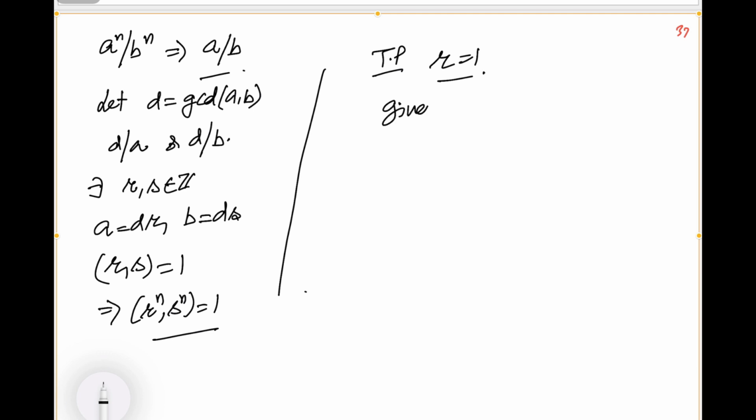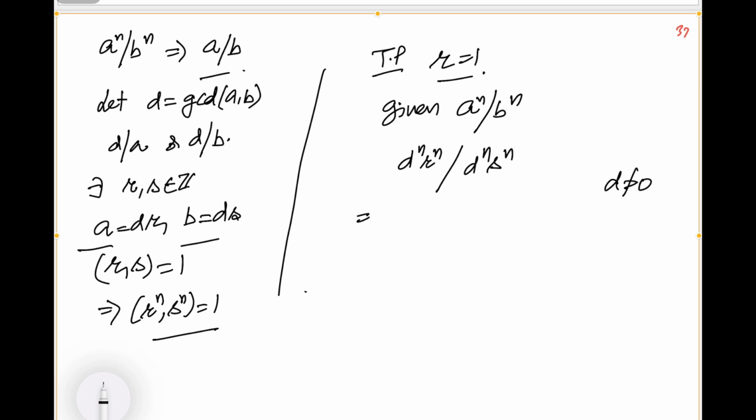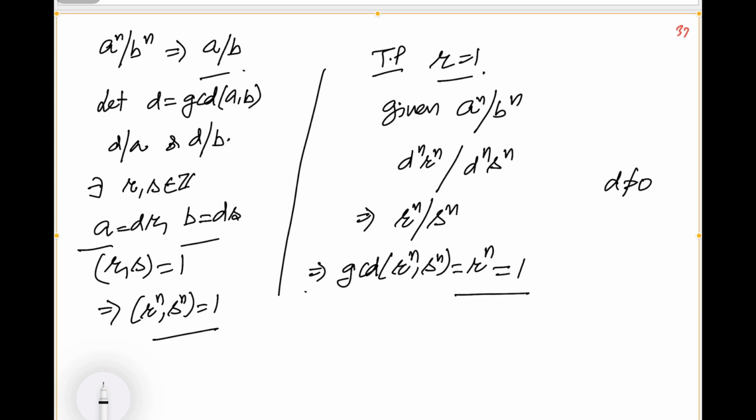Given a power n divides b power n, putting the value of a and b here, a is dr, d power n r power n divides d power n s power n. As d is not 0, it can be cancelled. So we are left with r power n divides s power n. Which means GCD of r power n and s power n is r power n. But we know that this is 1. So r power n is 1, which implies r is 1.